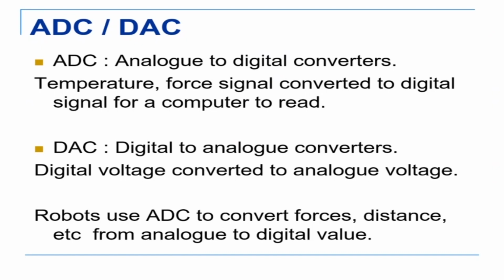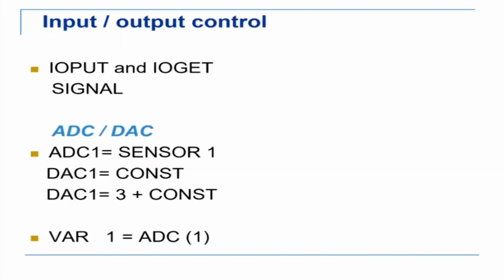Now, to convert an analog signal to a digital signal, we use an analog to digital converter. This is called an ADC. This ADC basically converts analog to digital signals, and the signals can be temperature, force, torque, or distance. Now, a DAC is the reverse of an ADC. It is a digital to analog converter, and digital voltage converts to analog voltage. Robots use ADC to convert forces, distance, etc. from analog to digital values and to understand it and take some decision. As we go along, we will see how the robot uses this.